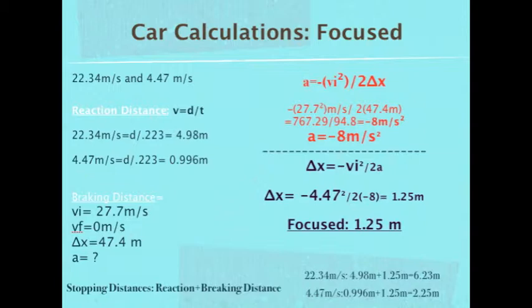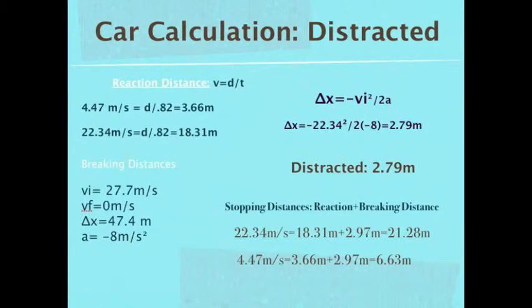I also determined my average braking distance. I first had to find the acceleration, which was -8 meters per second squared. Then I found the focus to be an average of 1.25 meters. I also found my stopping distances by simply adding my reaction distance plus my braking distance.